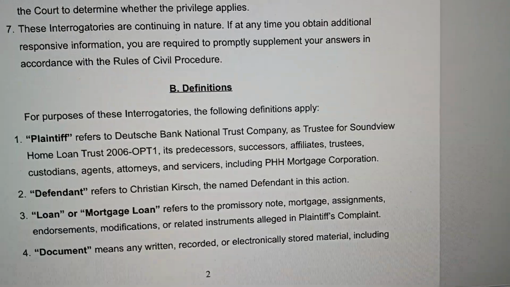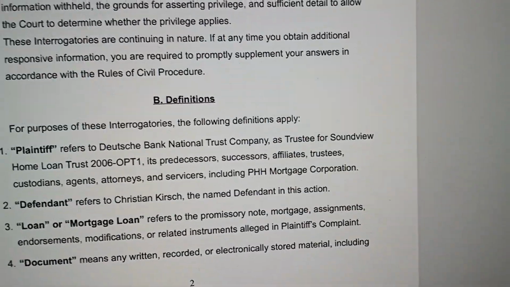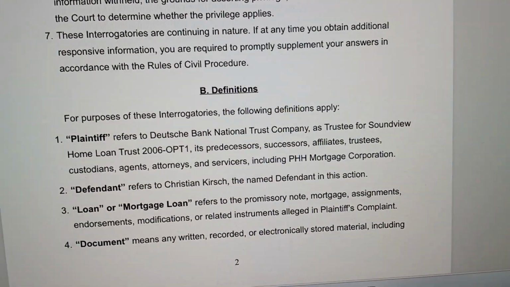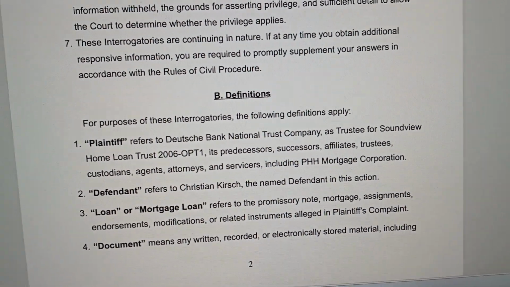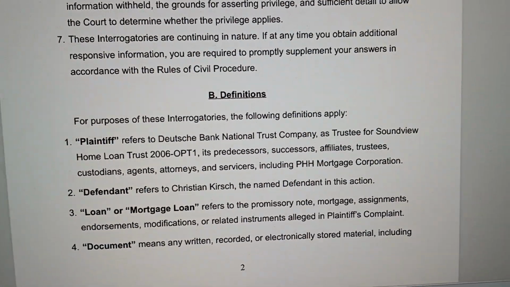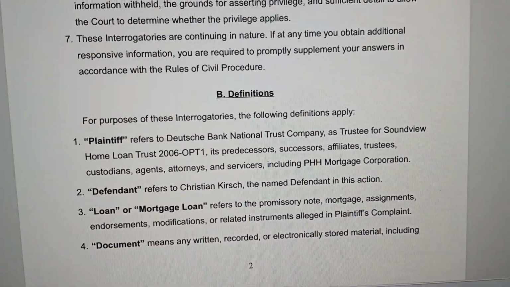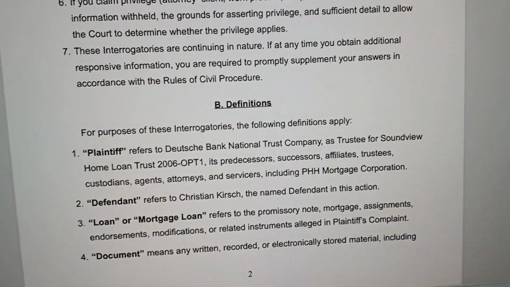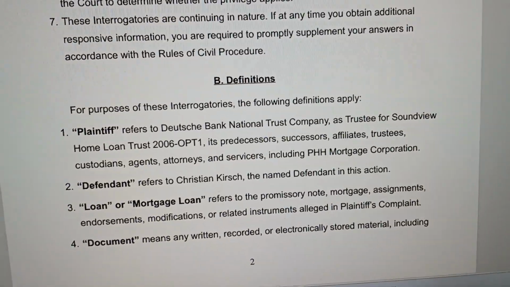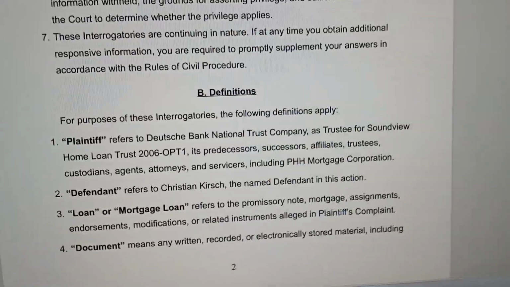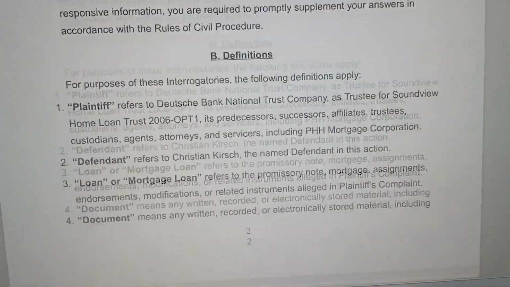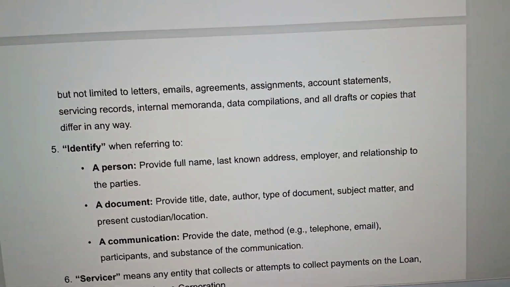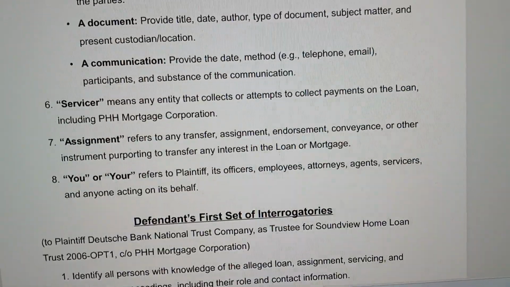Plaintiff refers to Deutsche Bank National Trust Company as trustee for Soundview Home Loan Trust 2006-OPT1, its predecessors, successors, affiliates, trustees, custodians, agents, attorneys, and servicers, including PHH Mortgage Corporation. That's the plaintiff, guys. Defendant refers to Christian Curse, the named defendant in this action. Then loan or mortgage loan. And see, these are just definitions, guys. I'm not going to go through every one of them, but they should be in there when you serve discovery anyway. It's just proper. And then identity, servicer, assignment, you or your.